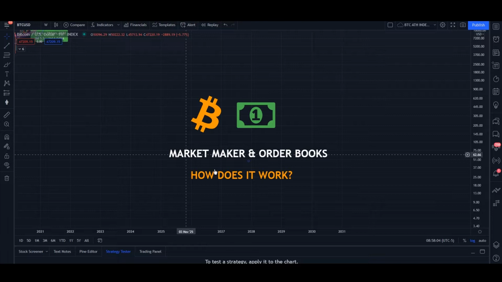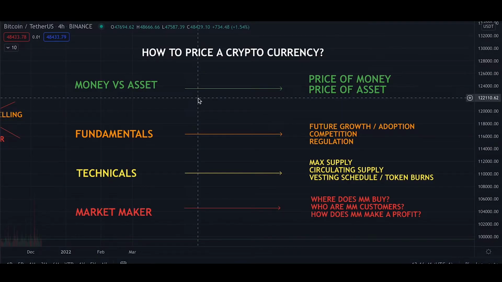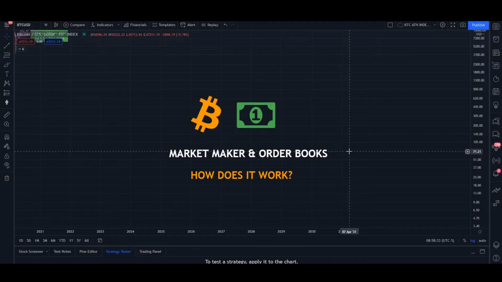So we already covered the basics of the market, which was money versus assets, the price of money versus the price of assets. We covered fundamentals. We covered technicals. These you can all find in my first video, what you need to know about crypto before you invest. And we covered how market makers work with exchanges. What we didn't cover yet is the order book. So how does this work? How do market makers work inside of an order book?